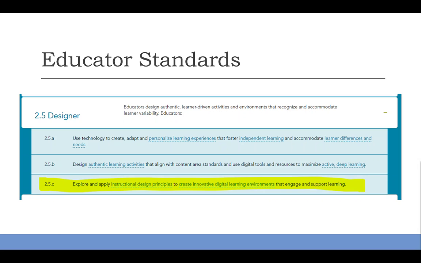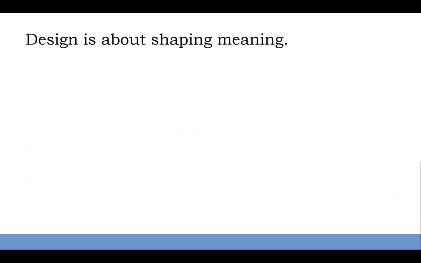So I keep talking about design. What is design? Design is about shaping meaning. When we design something, we're actually interpreting it or understanding it in a certain way and trying to help other people understand it in a certain way. So it's about being deliberate about the decisions we make so that we shape some type of meaning or understanding.